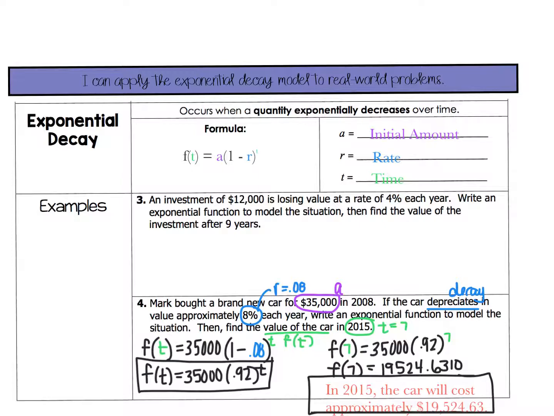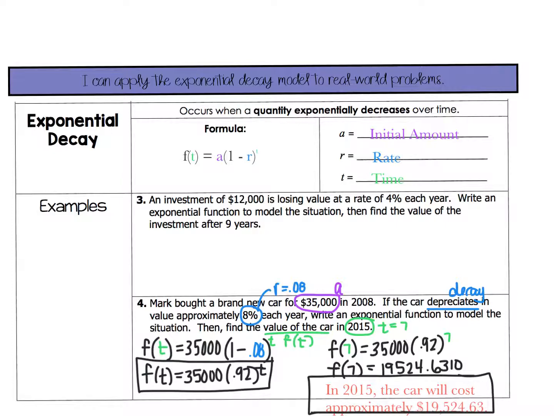So first of all, I went through and I picked out my important information. The initial value was $35,000 because that's how much he paid at the start. Depreciate. You should remember that from Algebra 1. Depreciate means to go down. It loses value. If I appreciate you, then I have more value for you because I appreciate what you've done for me. Depreciate means to go down.